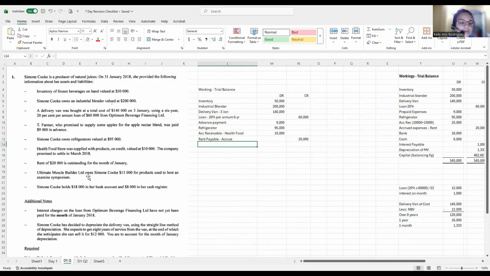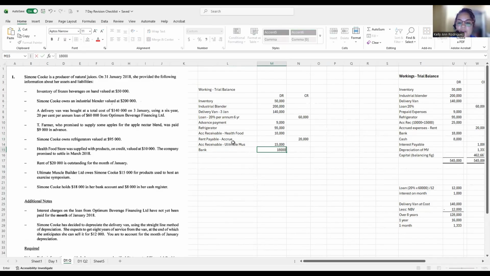Ultimate Muscle Builder Limited owes Simone. So another person is owing her. So it's another accounts receivable here. Now you could have put it one time and add it together, but let's leave it as separate. Ultimate Muscle. For how much? 15,000. Right? And Simone Cook holds 18,000 in her bank account and 8,000 cash. So how much do you have in bank? 18,000, which is an asset on the debit side, and cash, which is 8,000 on the debit side.